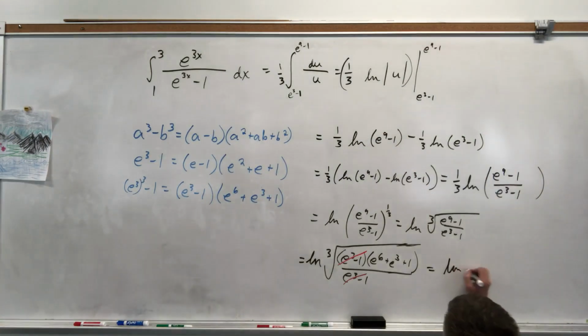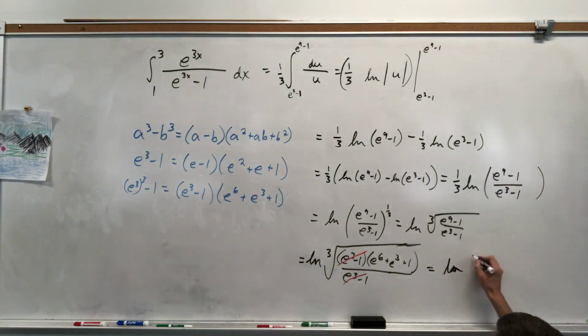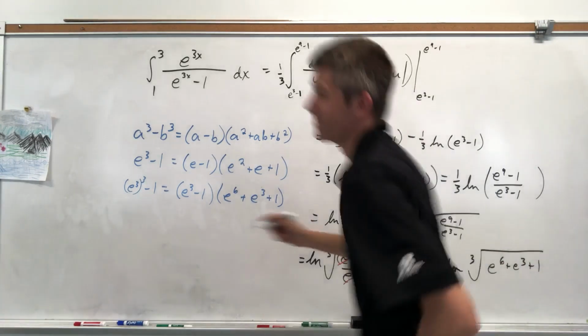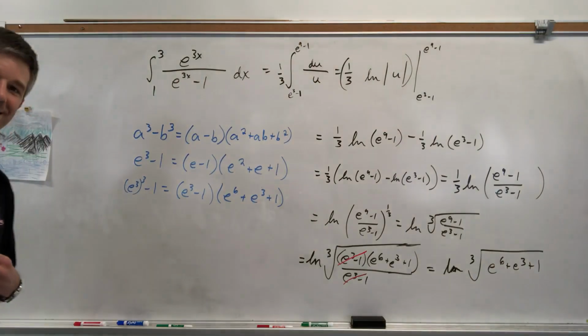So the most simplified I know how to get it is this right here. Natural log, again, it looks like a limit. Natural log of the cube root of e to the sixth plus e cubed plus 1. Man, that was beautiful, wasn't it? I like it too.